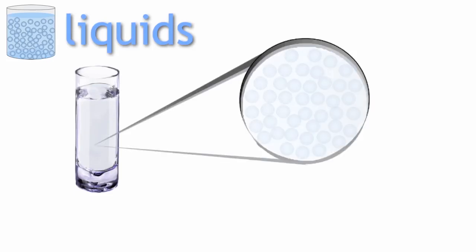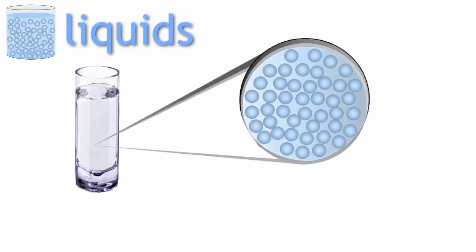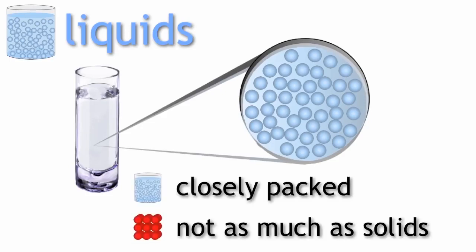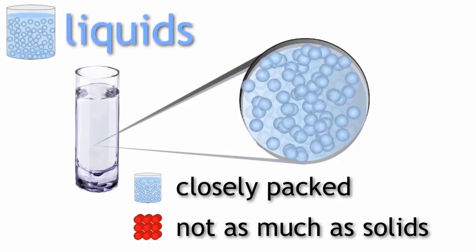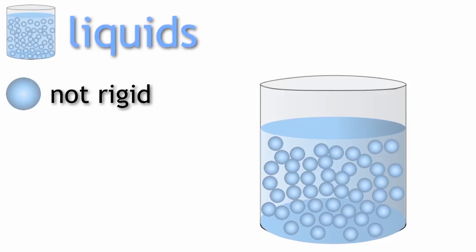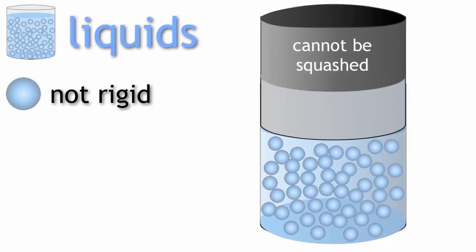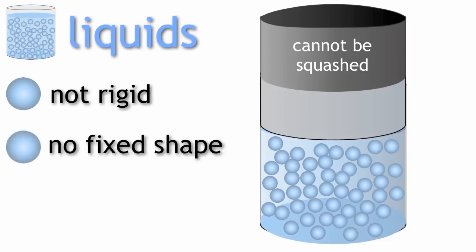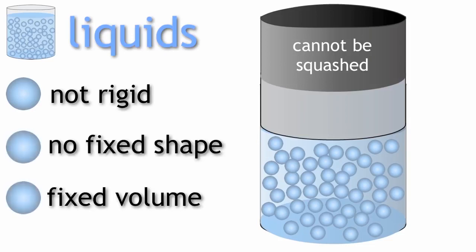Now let us look at liquids. An example of a liquid is water. Just as with solids, the properties of liquids depend on how the particles in liquids are packed. In a liquid, the particles are again closely packed, but not as closely packed as in solids. So this means the particles in liquids can move around each other. So, liquids are not rigid, but because their particles are closely packed as in solids, they cannot be squashed or compressed. They do not have a fixed shape, but they do have a fixed volume.